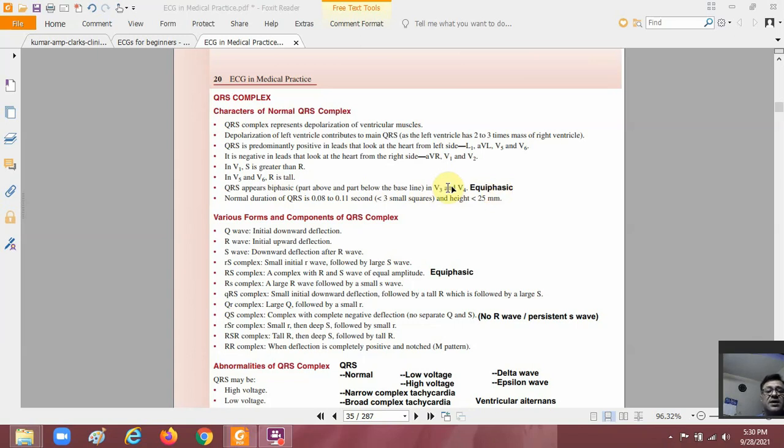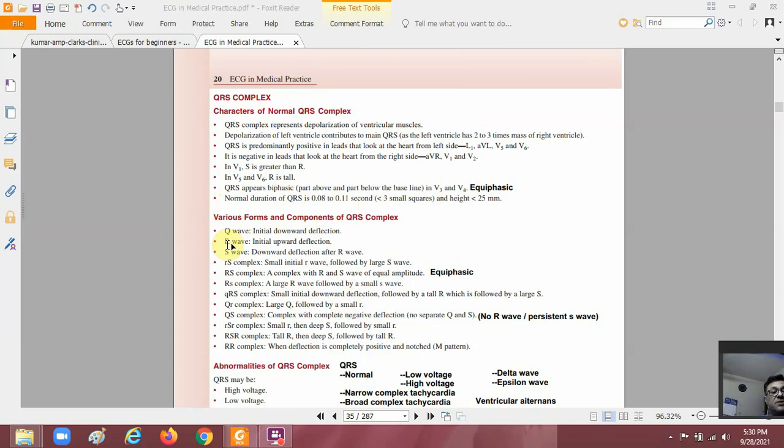The transition point is the equiphasic QRS complex, where the R is equal to the S. It is usually in V3 or V4. The normal duration of the QRS complex is 0.08 to 0.11 second, average 0.10 second, which is equal to 2.5 small squares.